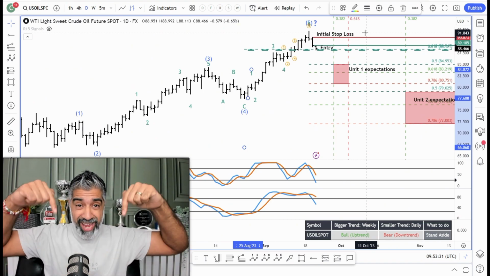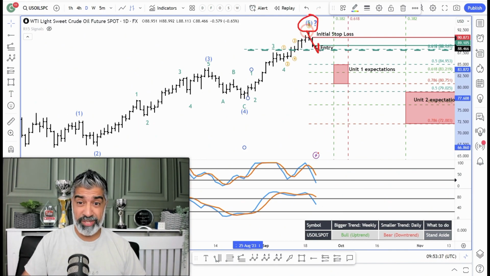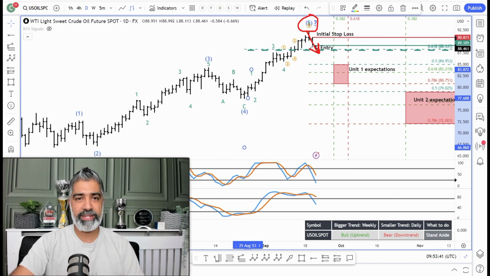And remember, you can short the market as well. So when we see a clear 5-wave structure like this, we can position ourselves on the short side to make money as the markets move down.